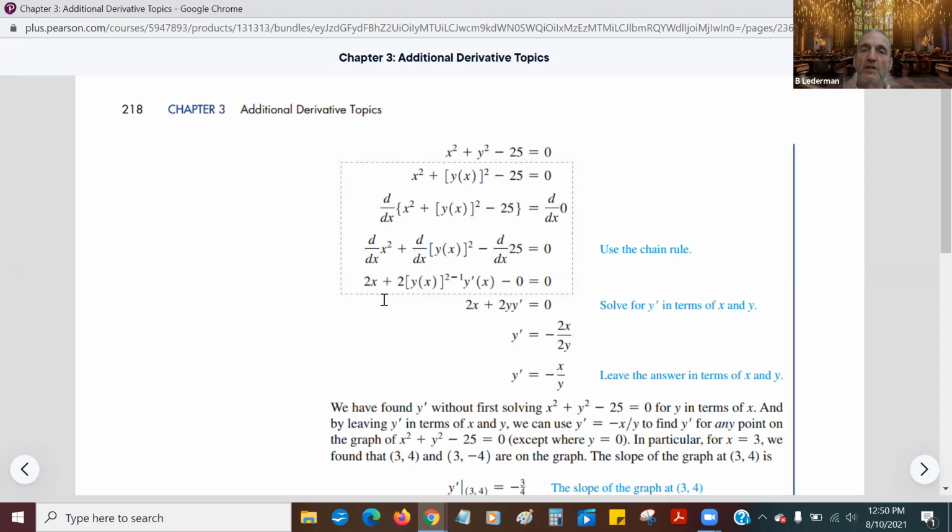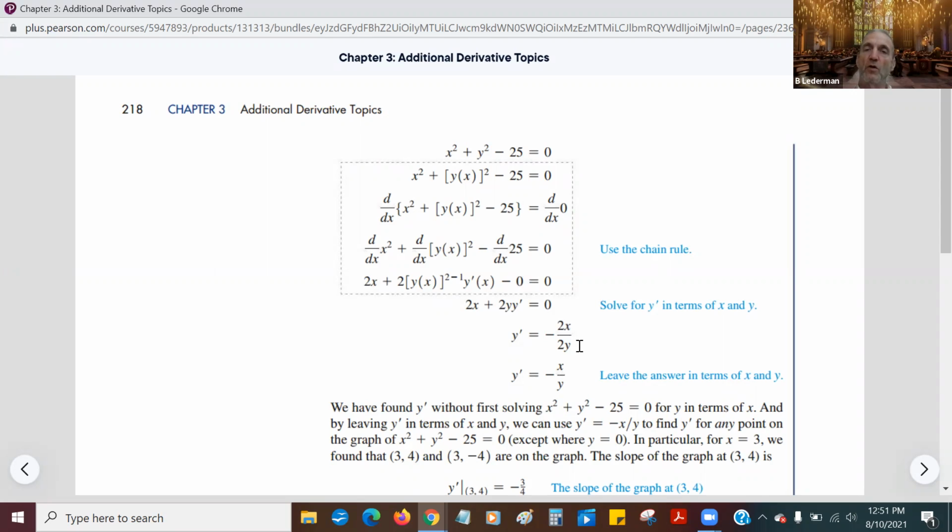Now, just cleaning this up a little bit, I get 2x plus 2y times y prime equals 0. Now, what I want to do is solve for y prime. So all I'm going to do is some basic simple algebra. I'm going to bring the 2x over to the other side. I'm going to divide both sides by 2y.